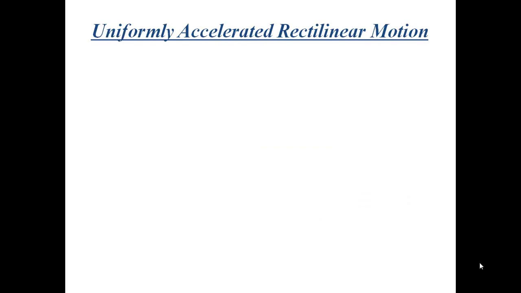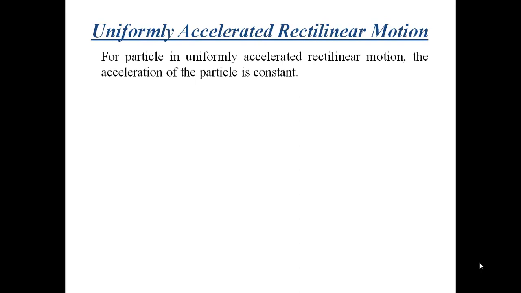Next, we are going to see uniformly accelerated rectilinear motion. Uniformly accelerated rectilinear motion is another common type of motion. In this case, the acceleration of the particle is constant. These are the equations used to calculate uniformly accelerated rectilinear motion. The first one, dv by dt is equal to a, where acceleration is constant for this condition.